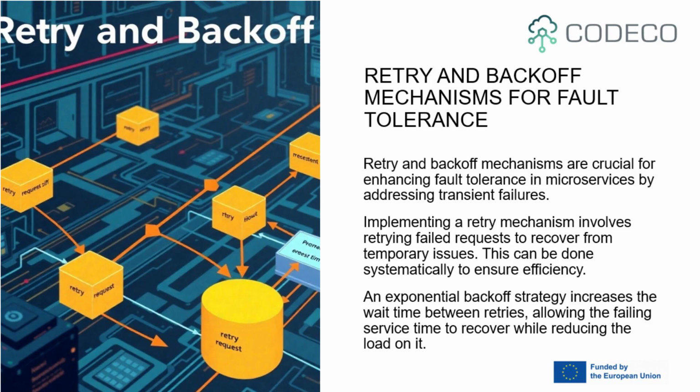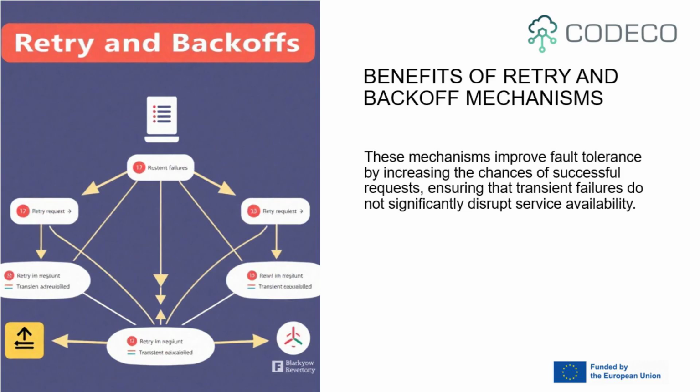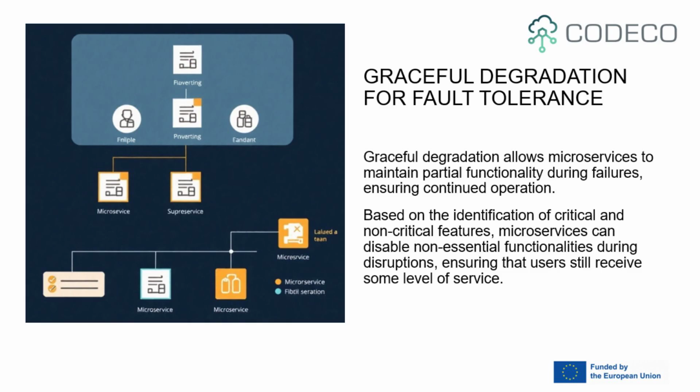Retrying failed requests can improve fault tolerance by allowing the system to recover from transient failures. Implementing a retry mechanism involves retrying failed requests with an exponential backoff strategy. In this strategy, the system waits for an increasing amount of time between retries, reducing the load on the failing service and increasing the chances of recovery. Retry and backoff mechanisms improve fault tolerance by increasing the chances of successful requests, ensuring that transient failures do not significantly disrupt service availability. Graceful degradation.